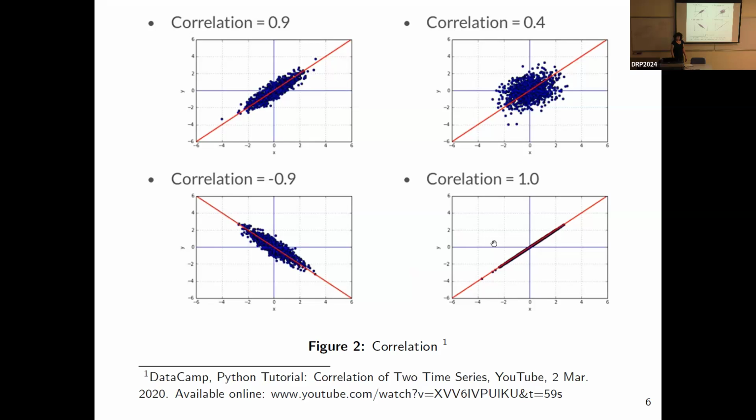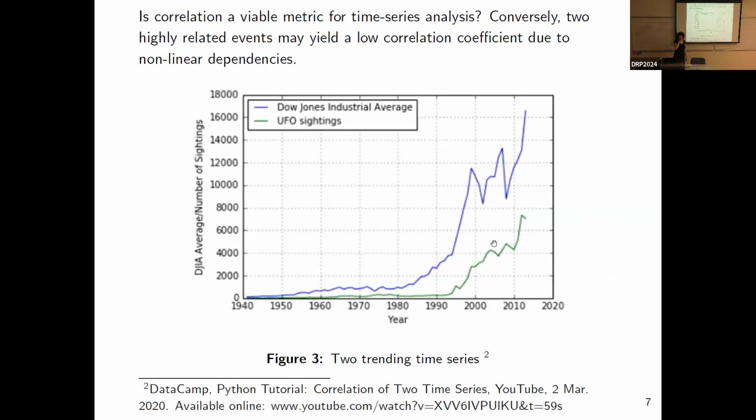As you might infer from this image, when the correlation is 1, it shows a perfect linear relationship between these variables. And when it is a negative, highly correlated relationship, they behave just like the inverse, but still with a linear relationship. So there's a question: is correlation a viable metric for time series analysis? Let's consider two trending time series, just like this one. Even though they're not related, because this is the UFO sightings, still their correlation is really high because of the linear dependence. Conversely, two highly related events may have a very low correlation coefficient due to nonlinear dependencies. So it seems that in time series, especially, using this correlation may not work well.